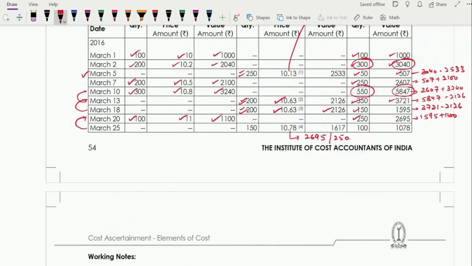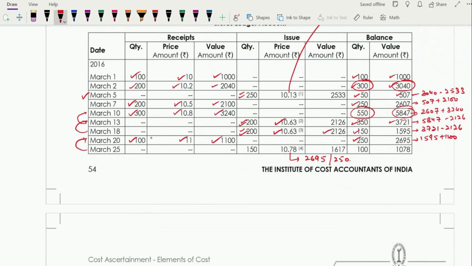Any doubts? Clear? 10.78. So this is the value, and this is the closing value 1078, that is 2695 minus 1617. Right? So this is weighted average. In weighted average, what you have to remember is whenever you are issuing the quantity, you have to check the closing balance and the closing quantity on the previous date. That will be your weighted average price.